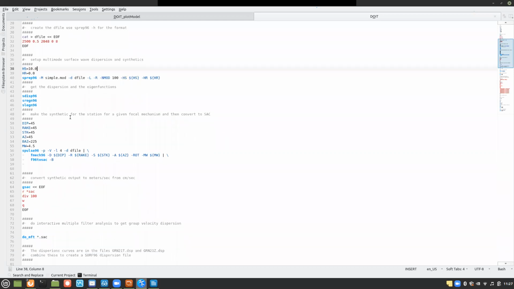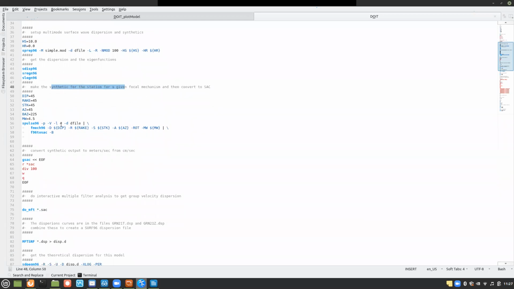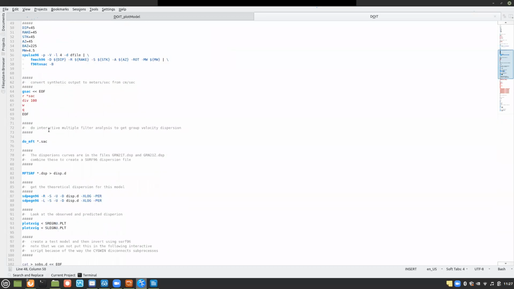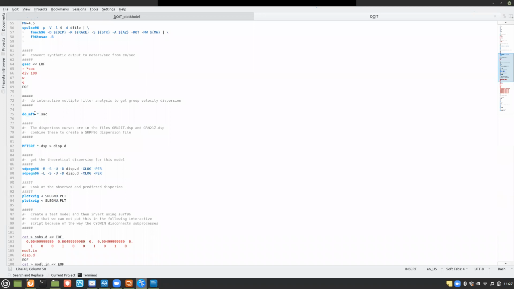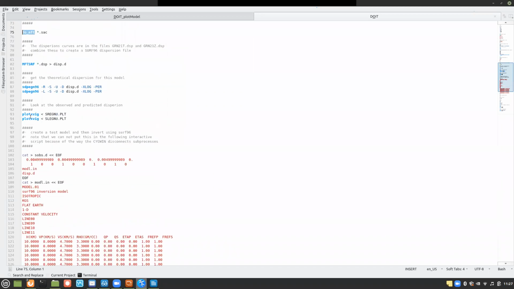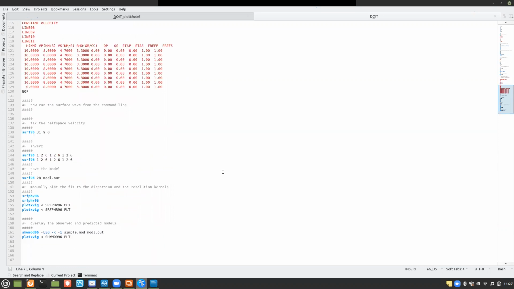This is where you define the focal mechanism parameters and everything. Then we do the analysis interactively, which we're going to do. It uses a program, do MFC, that does the dispersion frequency time analysis. We'll see how, and then there is some plotting. Okay, let's close.